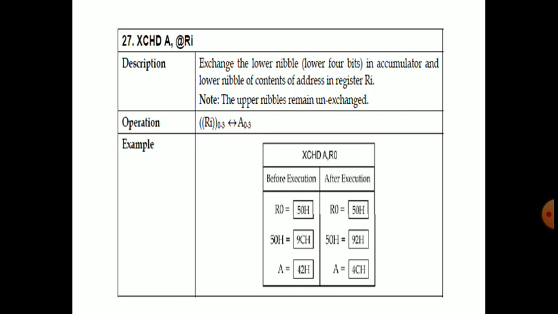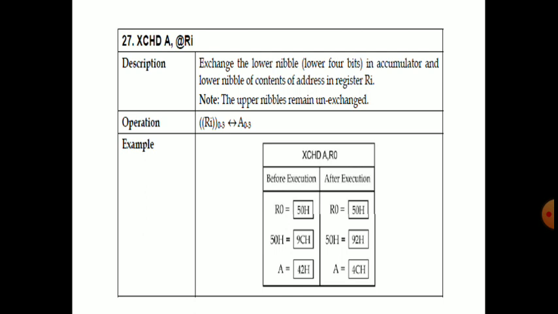Example, Ri means you can write R0. So here is the table: XCHD A comma R0. Before execution, let us take R0 has 50H, and the 50H address holds the data 9CH, and the accumulator has 42, assume. And after execution, what will happen?